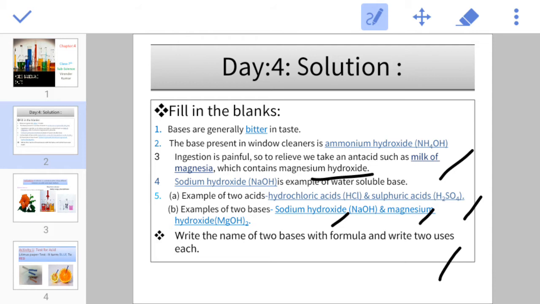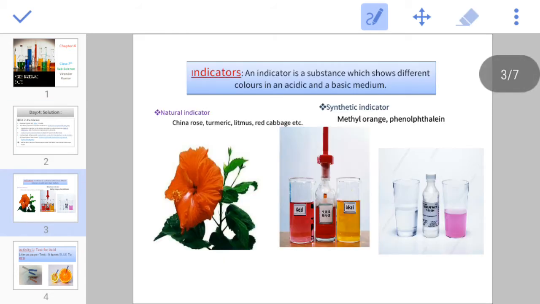Very interesting topic. It is indicators. First of all, understand the meaning of indicator. What are indicators? If I give you two solutions, one acidic and the second basic, how can you deduce that? How can you check that this one substance is acid and this one is basic? So we have to do some test, and we do these tests by using indicators.